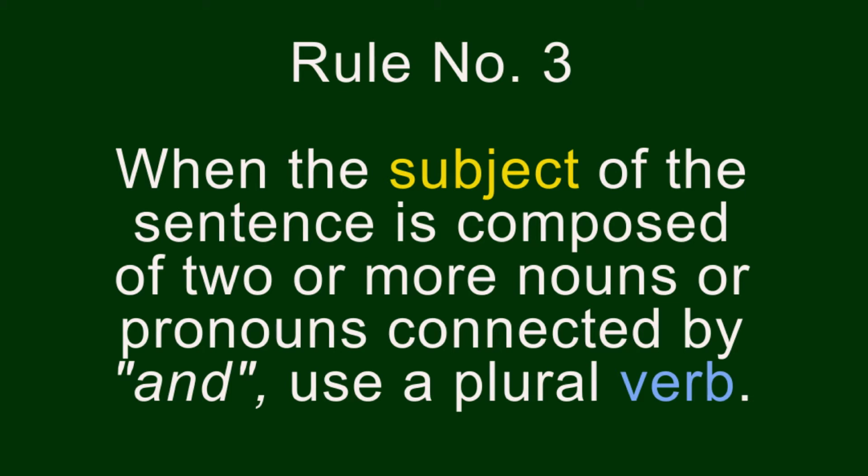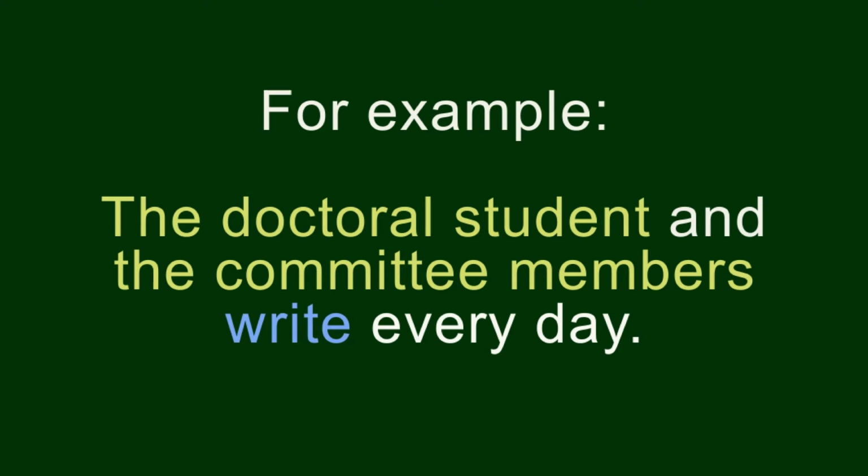The third rule, when the subject of the sentence is composed of two or more nouns or pronouns connected by and, use a plural verb. For example, the doctoral student and the committee members write every day. So there we have two nouns here, the doctoral student and the committee members. So that's two. Therefore, we should use a plural verb, which is write without s.